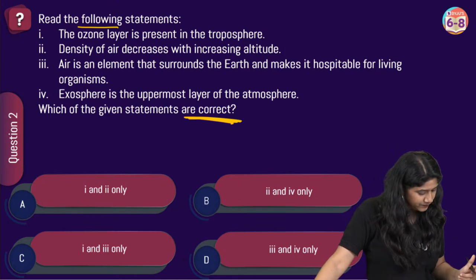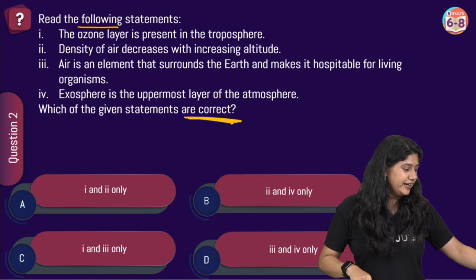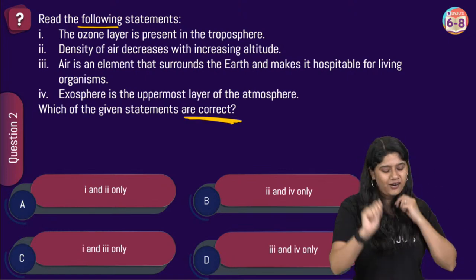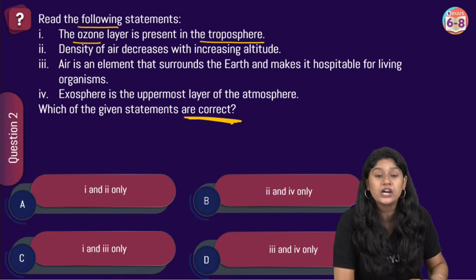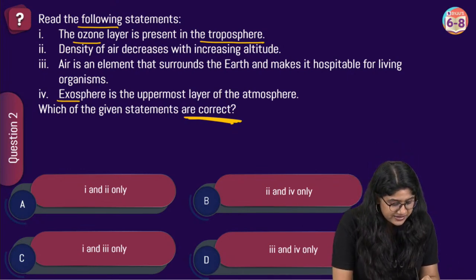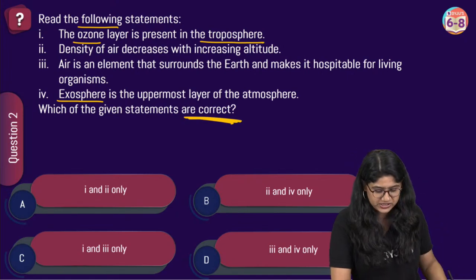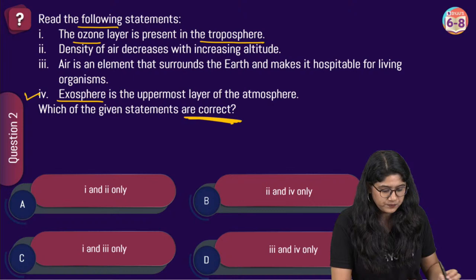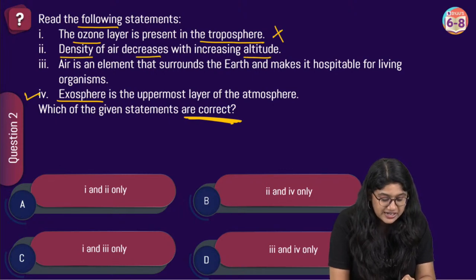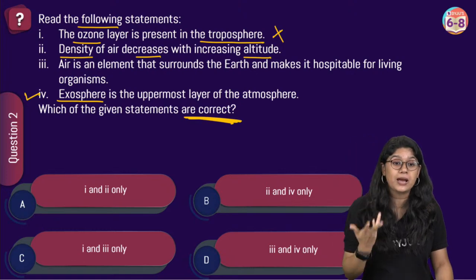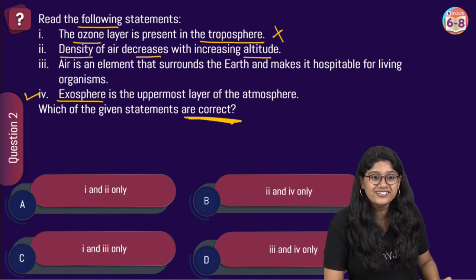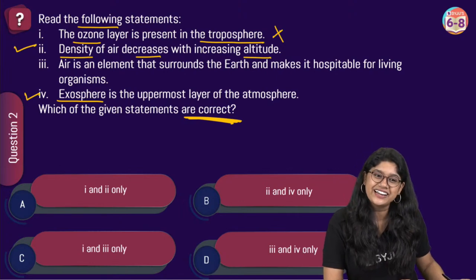According to the polls, I think all of us have voted, so we can end the poll. Seems like option B is the correct answer and all of you are correct. Let's see how. The ozone layer is present in the stratosphere. Yes or no, everyone? Yes, it is present in the stratosphere. Exosphere is definitely the uppermost layer, so statement 4 is true. Statement 1 is wrong. Yes, density of the air decreases with increased altitude. As we go higher and higher, the amount of air present will be less. So statement 2 is definitely correct.